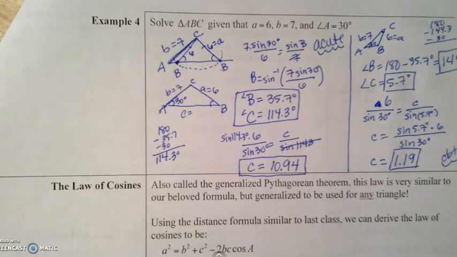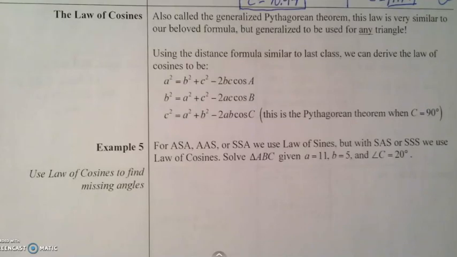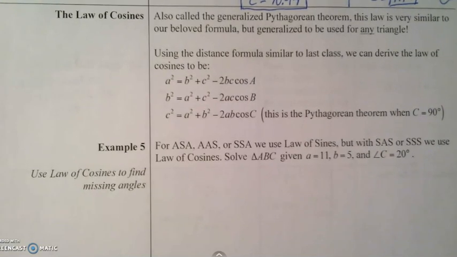All right, so that's the law of sines. Now we're going to take a look at the law of cosines. The law of cosines should look a little bit familiar because it's also called the generalized Pythagorean theorem, which means it's very, very similar to the Pythagorean theorem, except that it can be used for any triangle.